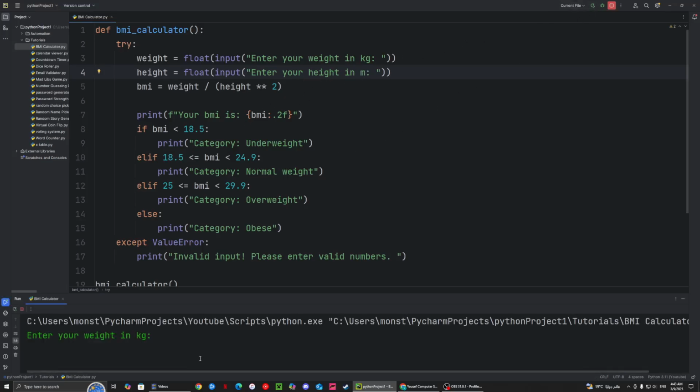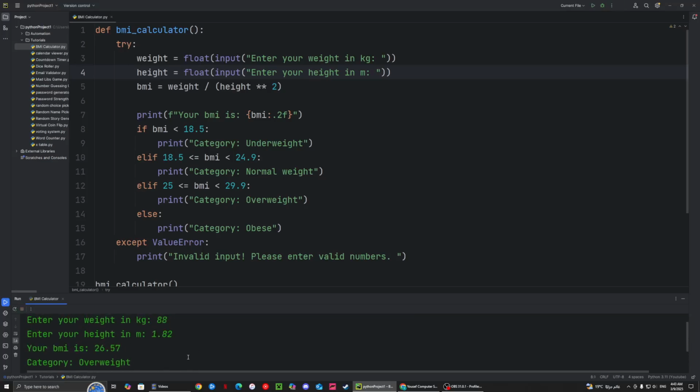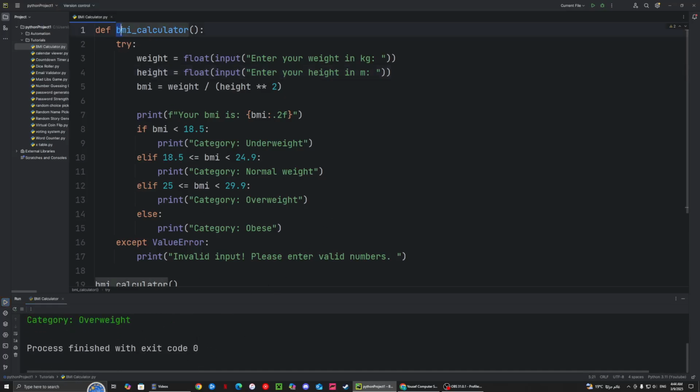So enter your weight in kilos, 88 kilos. Enter your height in meters, so that's going to be 1.82, which is 182 centimeters. And now it says your BMI is 26.57, and category is overweight, which is good that I'm not obese. So that's basically it for today's program for the BMI calculator.